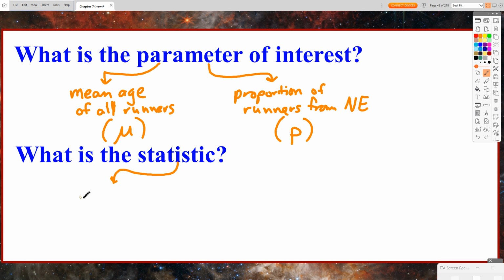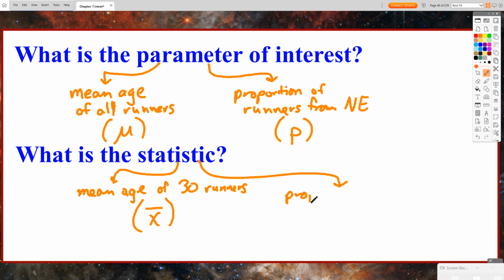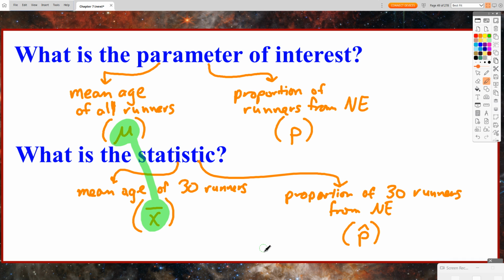So one of our statistics was the mean age of the 30 runners. So again, we calculated a sample mean, an X bar, and then for our other question, we calculated the proportion of 30 runners from Nebraska. And so again, we calculated just from 30 runners what percentage were from Nebraska. So again, we're using X bar to try to estimate roughly what the population mean is. We're using the sample proportion, p hat, to help us estimate, hopefully closely, what the true proportion is for all of the runners from Nebraska.